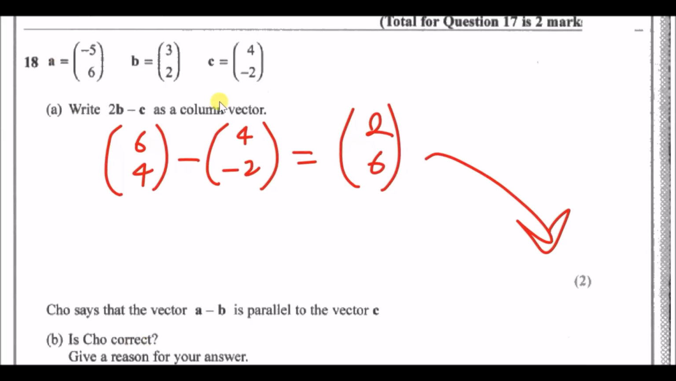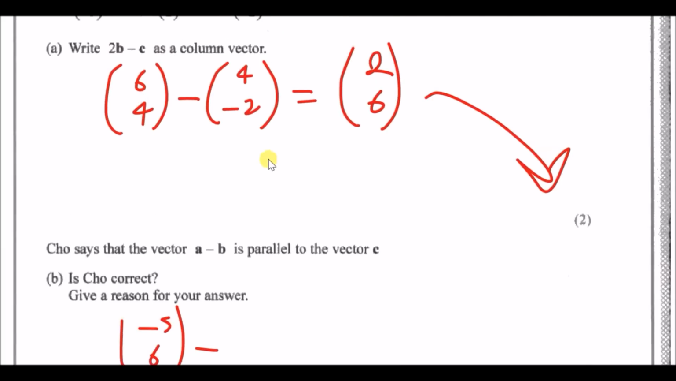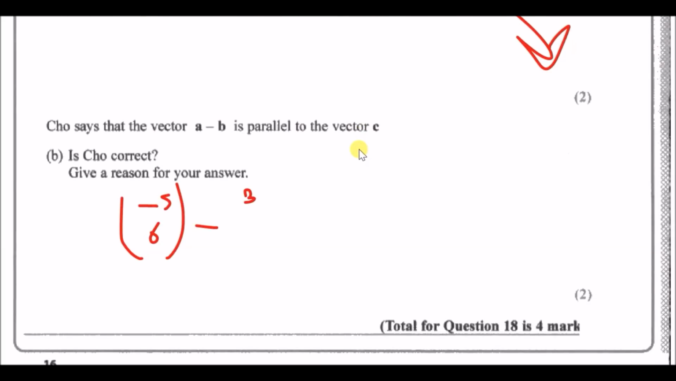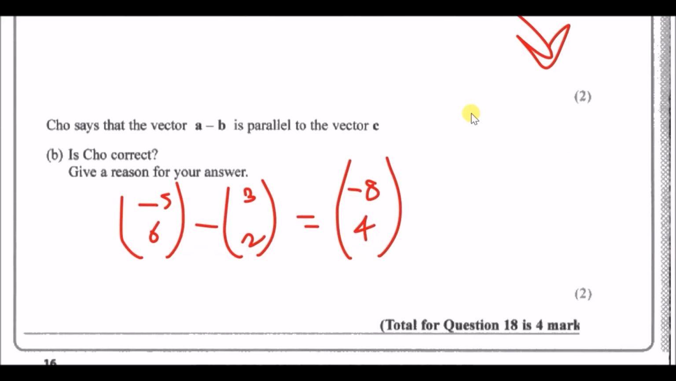Yeah. So let's write down here. So we got minus 5 and 6 minus the b vector, which is 3, 2. If you subtract them, so minus 5 take away 3 is minus 8. 6 take away 2 is 4. Now looking at vector c, we got 4 minus 2. So c is 4 minus 2.